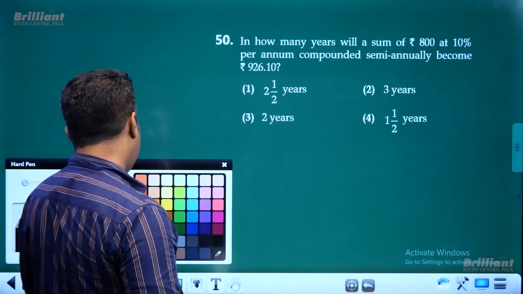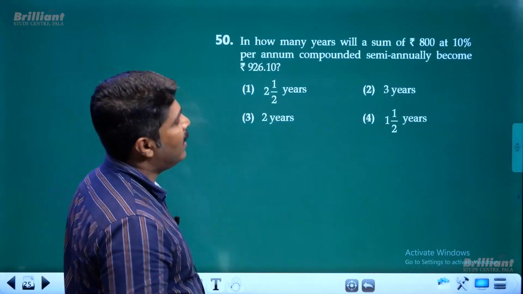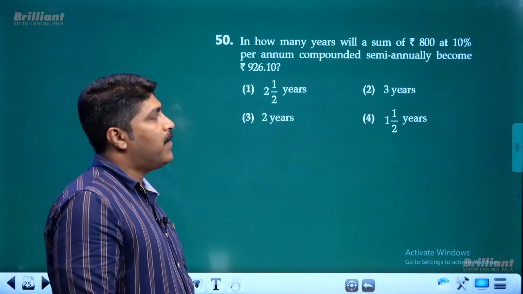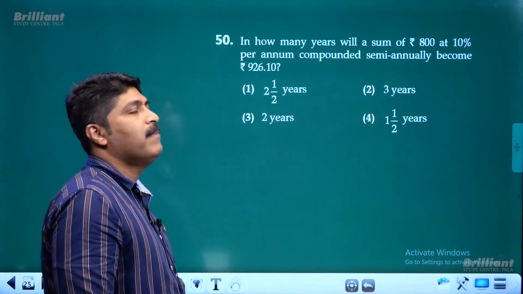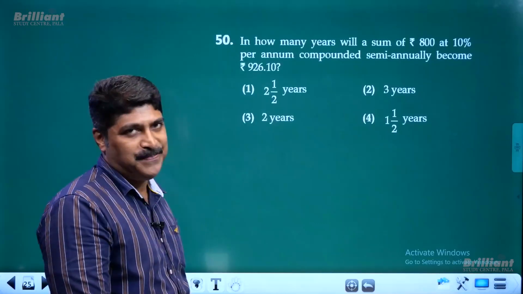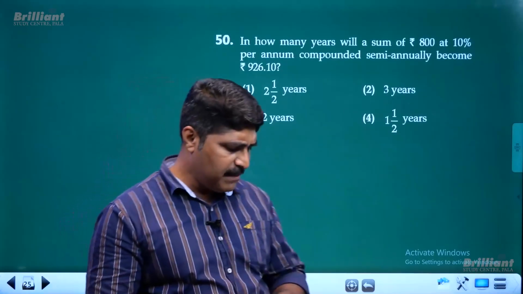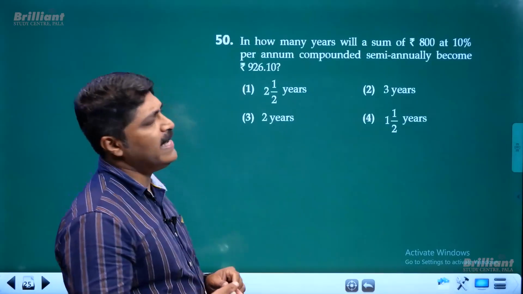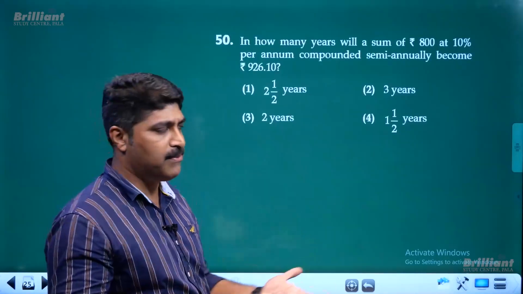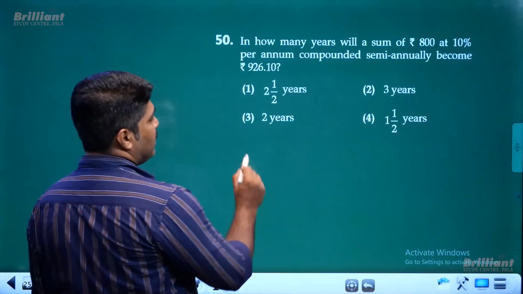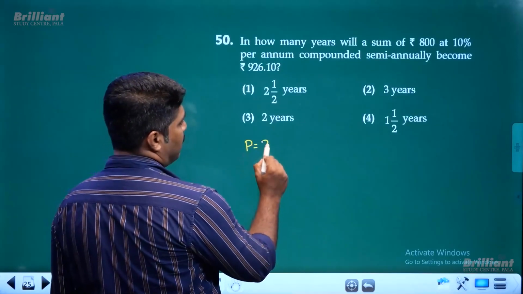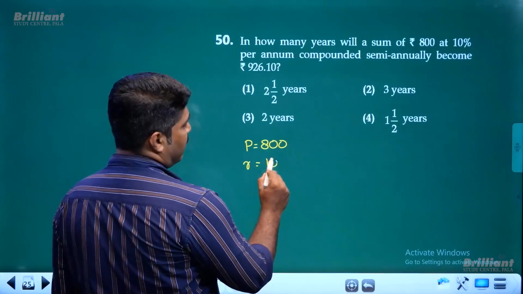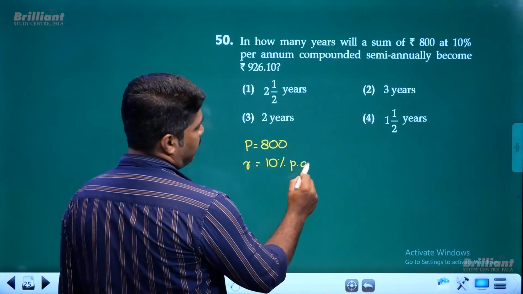In how many years will a sum of 800 at 10% per annum compounded semi-annually become 926.10? There is a result-wise approach, but at the same time here we can consider a tricky, easiest approach also. That's the concept of successive variation. First of all, we consider the principal amount is 800. And what is the rate of interest? That is 10% per annum.